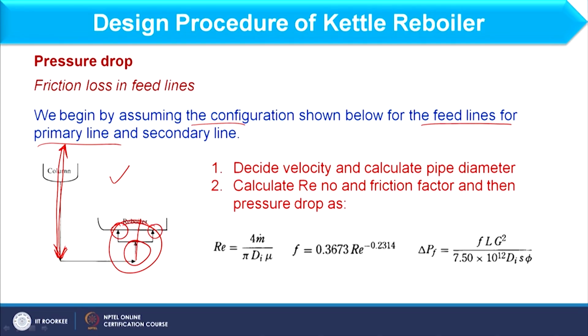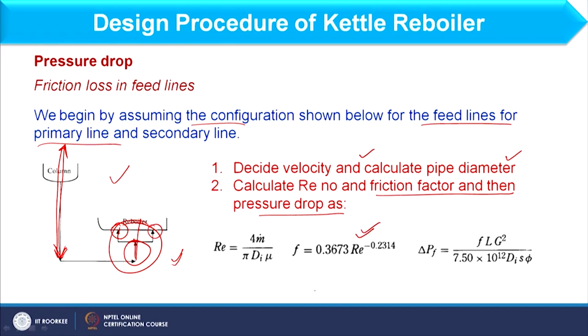Whatever friction loss will be there, that we have to find out. And to find that, we have to decide the velocity and calculate the pipe diameter. Which pipe diameter? This primary and secondary line diameter. And after that, once I have the velocity, we can find out the Reynolds number, and the friction factor we can consider as like this.